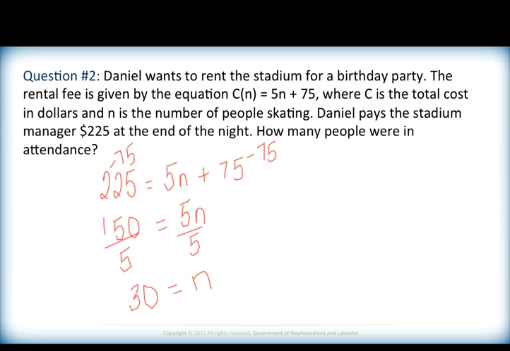So how many people were in attendance for the skating party, for the birthday party? It would be 30 people. If you wanted to double check our answer and verify the solution, you can take 30, which equals n, substitute it back in and see if we have the right answer. So we can say c of 30 equals 5 times 30 plus 75.